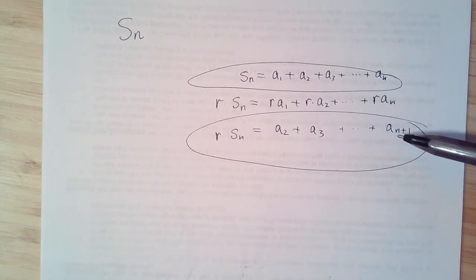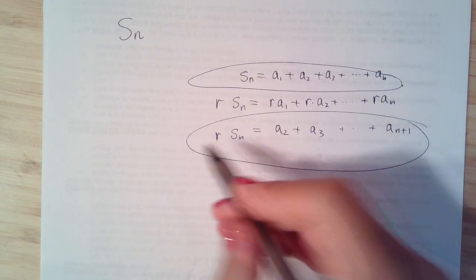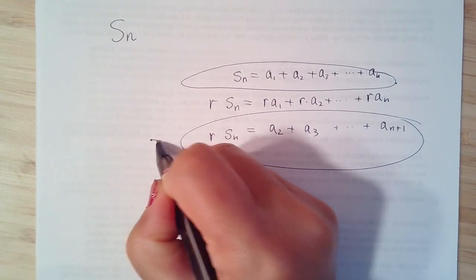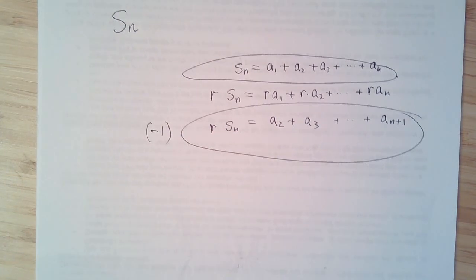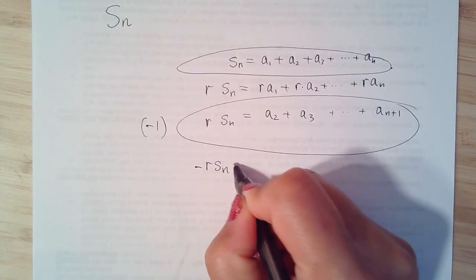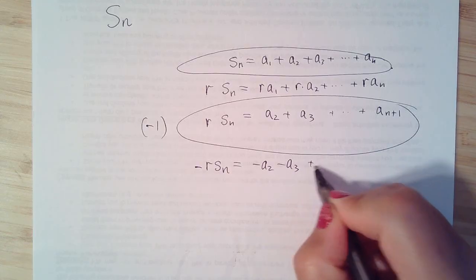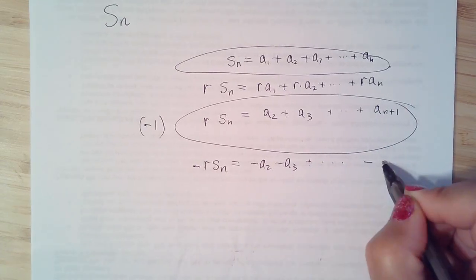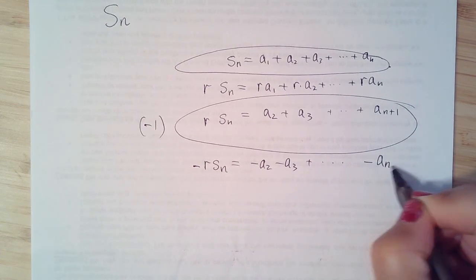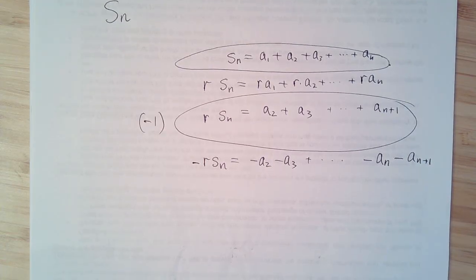If I use this one, okay, so let me see. Let me multiply by -1 here, the whole thing. So I will get negative r S_n equals negative a_2, negative a_3, and all the way to negative a_n, negative a_(n+1). Okay?